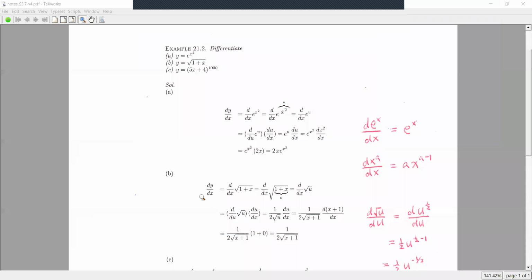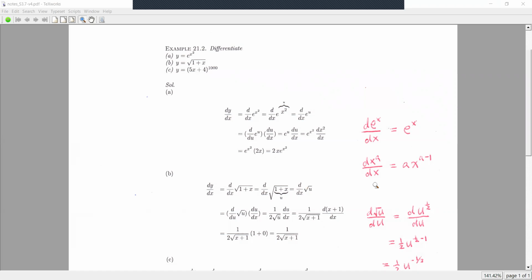Solution to part B. Take the derivative of the function y with respect to x. Replace y by the function. Then I have this equation. The function is a little bit complicated. I simplify the function by introducing an intermediate variable u. I let u be 1 plus x. Then the function becomes square root of u. Square root of u is a power function. It is u to the 1/2.